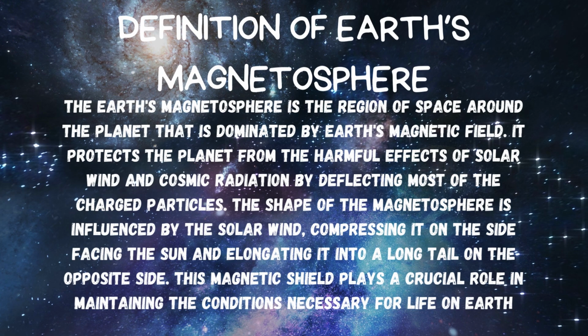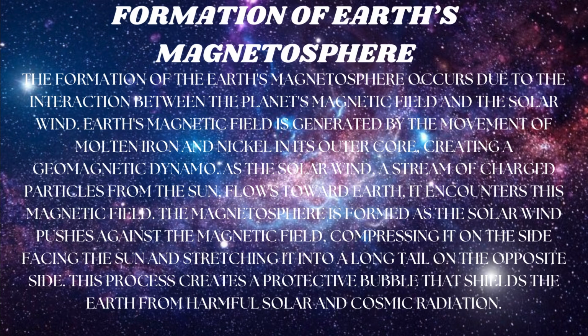The shape of the magnetosphere is influenced by the solar wind, compressing it on the side facing the Sun and elongating it into a long tail on the opposite side. This magnetosphere plays a crucial role in maintaining the conditions necessary for life.